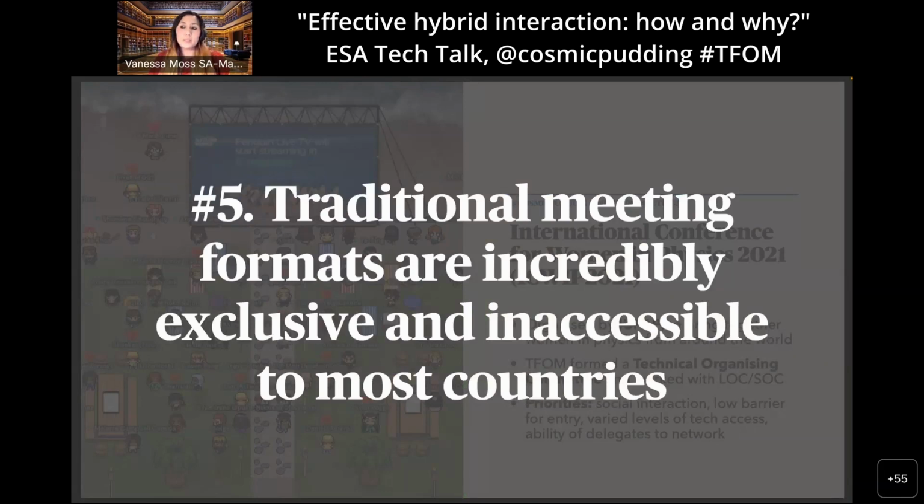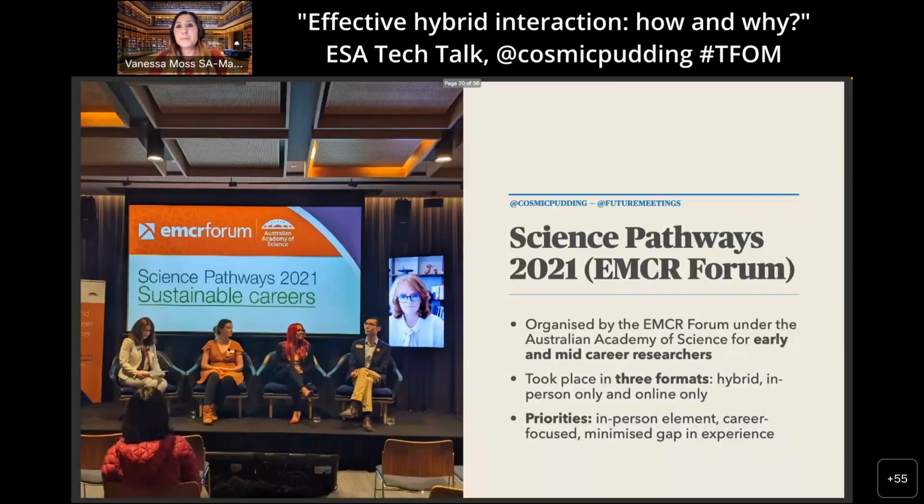And what was really clear in this context was how exclusive and inaccessible most of our traditional meeting formats are to most countries. There's a distance factor, but there's also a funding factor, there's caring factors, there's all of these different things. And when it's business as usual, you don't notice it as much. So for me, that's a really big why: we want science to be accessible to everyone to take part. So we have to find a way forward that is more inclusive than the old way.